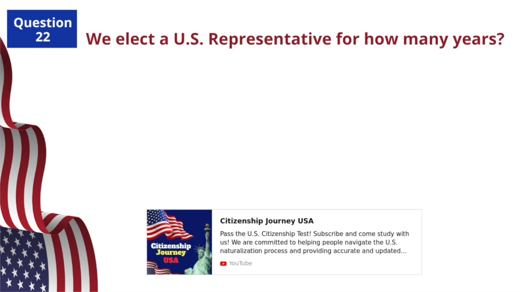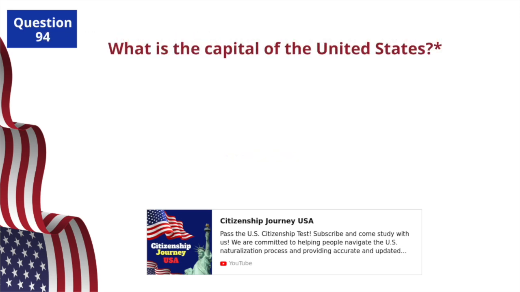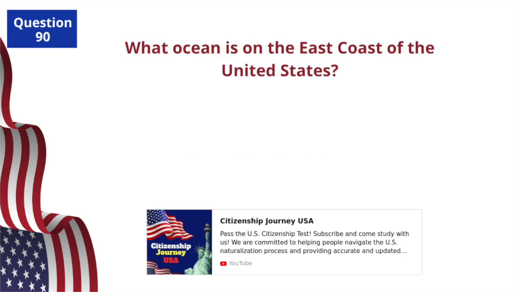We elect a U.S. representative for how many years? 2. What is the capital of the United States? Washington, D.C. What ocean is on the east coast of the United States? Atlantic Ocean.